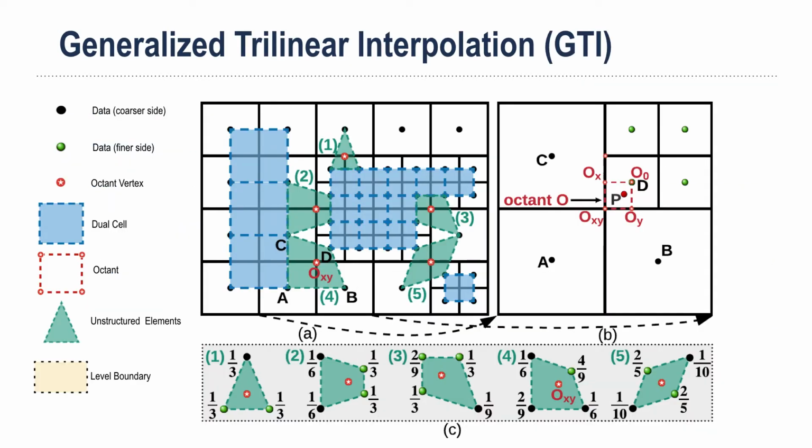To construct a continuous field, we propose generalized trilinear interpolation to stitch across the level boundary. In GTI, samples that fall into the dual cells can be computed by simply performing trilinear interpolation within the dual cell. For points at the level boundary, we interpolate the value within octants. Thus, the key remaining challenge is how to initialize the octant vertices to achieve smooth interpolation.